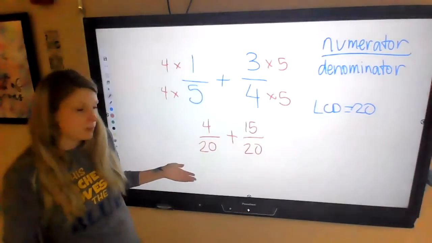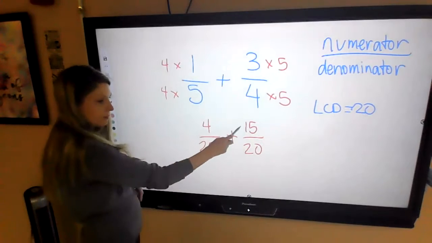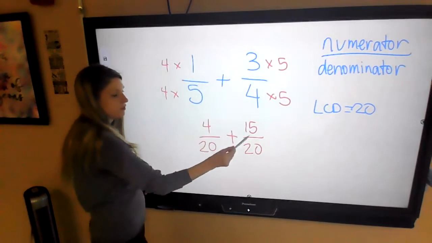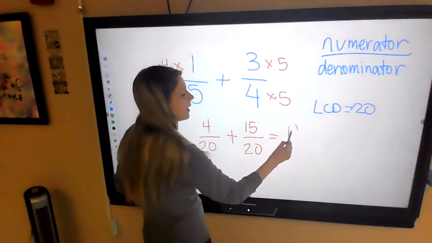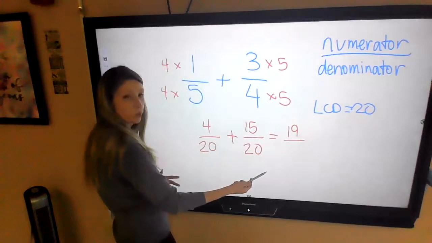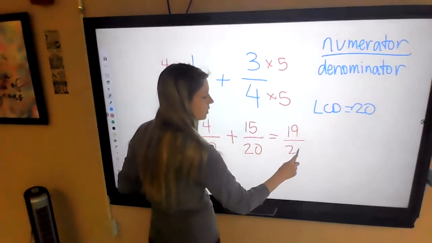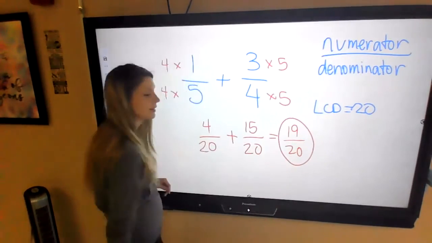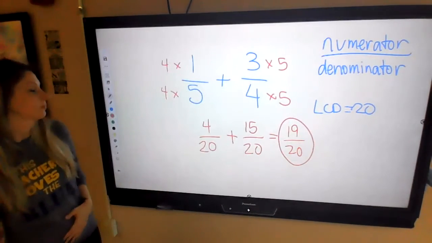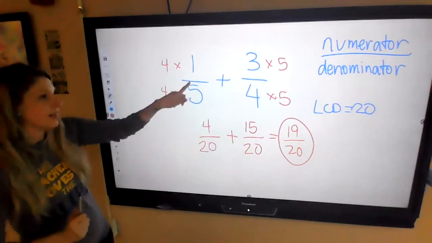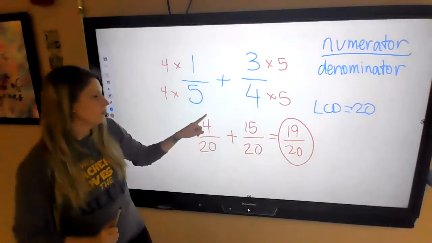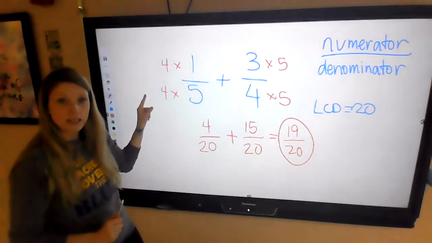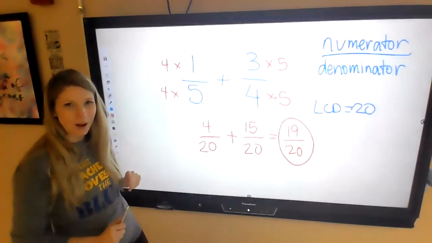Now I have two common denominators, so I can add my numerators. So I have 4 plus 15, which is 19. And then 20, because it's the same, just stays there. So our answer here would be 19 over 20. Okay? So find the least common denominator, find out how we have to get that number there, and then do the same to the top number. Okay?